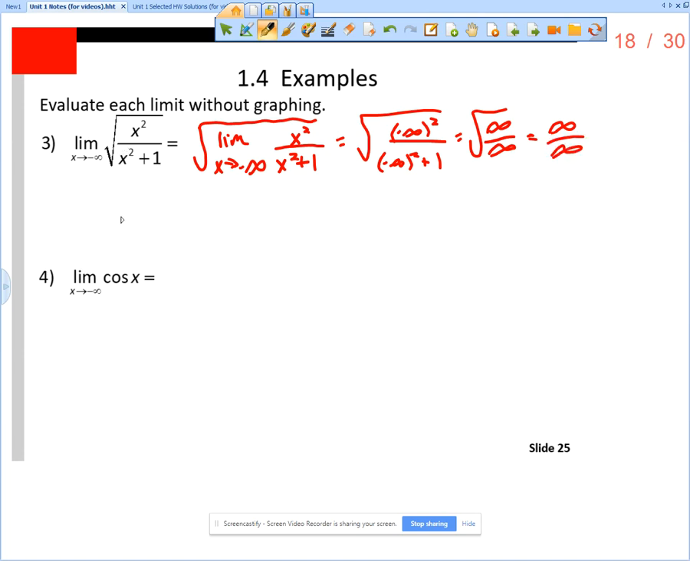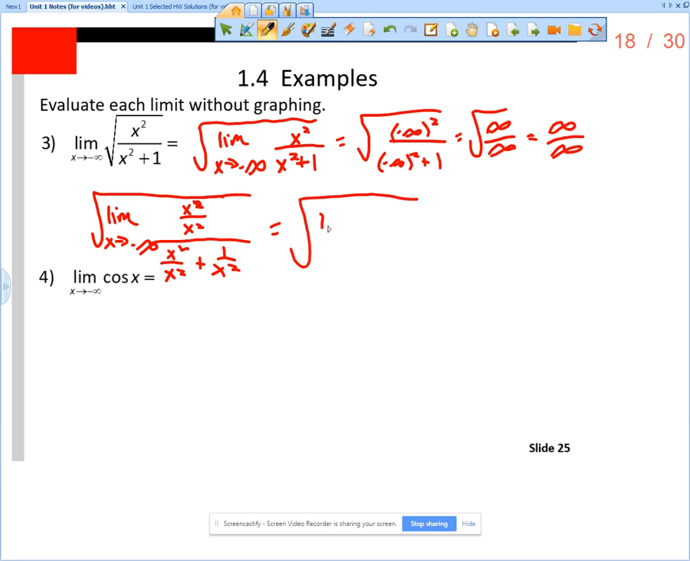So now I'm not going to go back to the original problem. I'm going to leave the square root on the outside, but now I'm going to divide each thing by the highest power of x, which is 2. So I'm going to take the numerator and take x squared over x squared. And then I'm going to take the denominator and take x squared over x squared plus 1 over x squared. All right, so now let's simplify a little bit. I have the square root of, and then I have the limit as x approaches negative infinity. All right, so now x squared over x squared, that's 1, divided by x squared over x squared, that's 1, plus 1 over x squared, that stays the same.